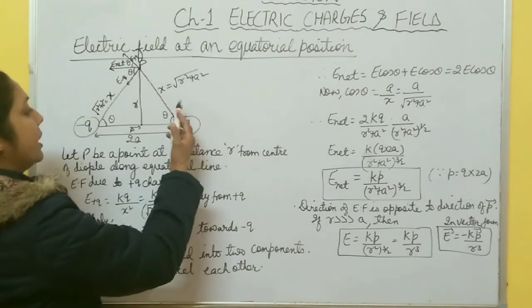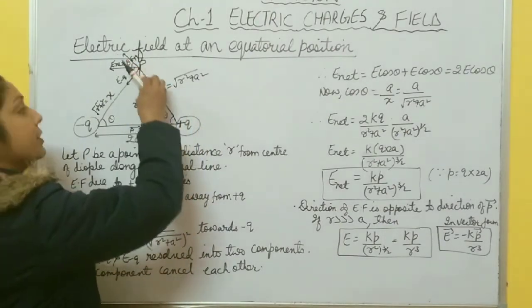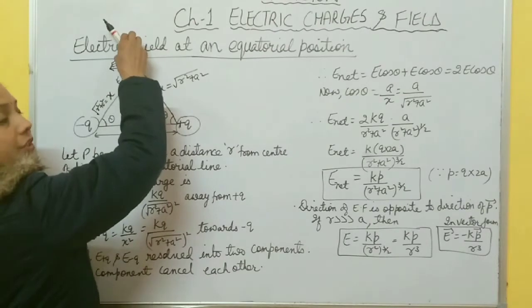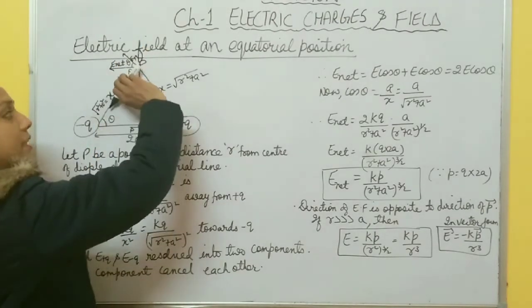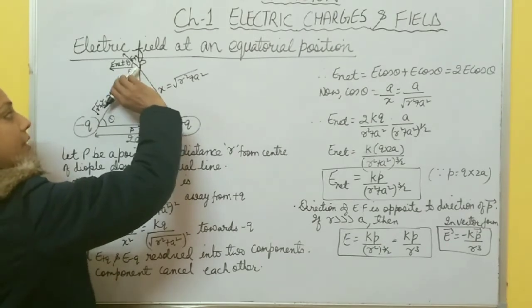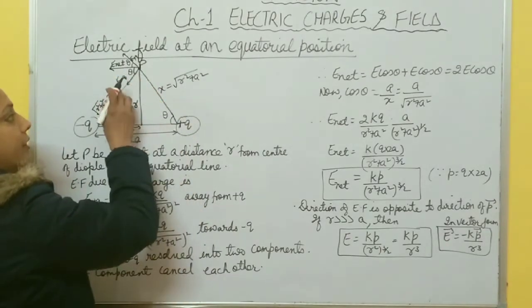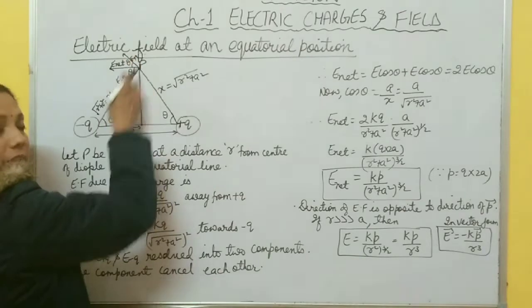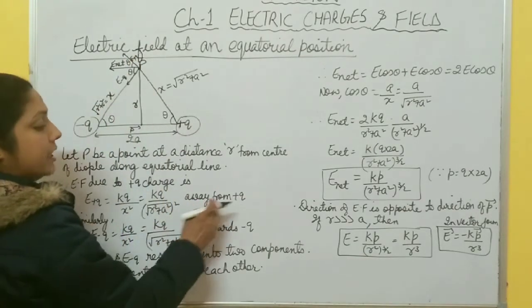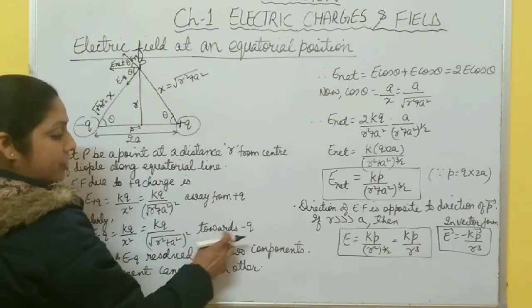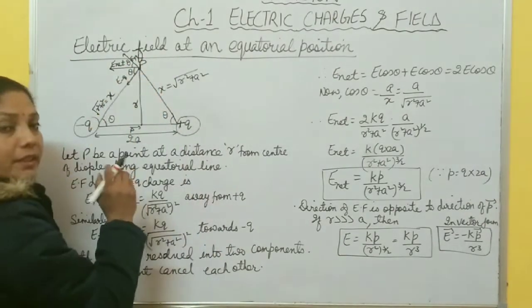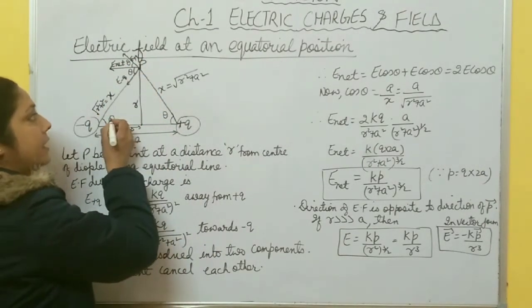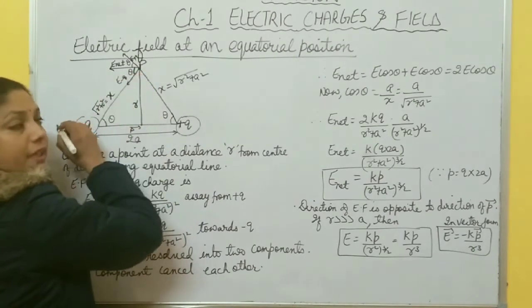Due to plus q charge, direction is away from the positive charge, so it is along this direction, electric field due to plus q charge. And due to minus q charge, towards the negative charge, so it is along this direction. So plus q charge away from plus q and minus q charge towards minus q, right? So these two fields are not in the same direction. Suppose this angle is theta, it means this angle also becomes theta.